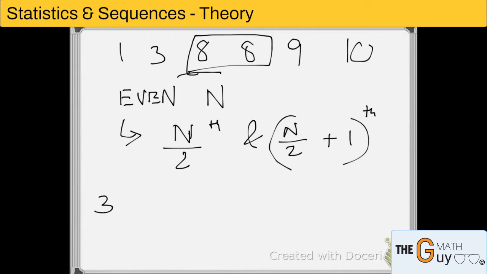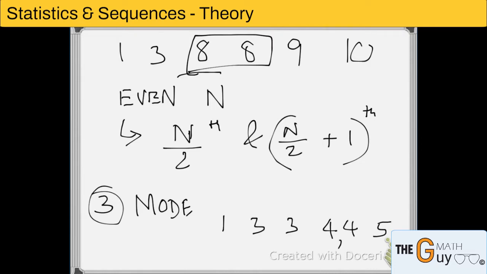The third thing that you need to know is how to calculate mode. Mode is basically the most frequently occurring number in the list. In the above example, 1, 3, 8, 8, 9, 10, it is 8. However, if you have a list like 1, 3, 3, 4, 4, 5, in this case, the mode is not the average of 3 and 4, it is 3 and 4. Just simple things to remember so that you don't go wrong there.